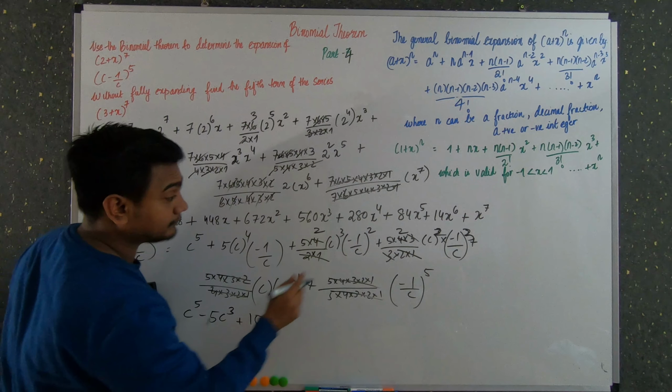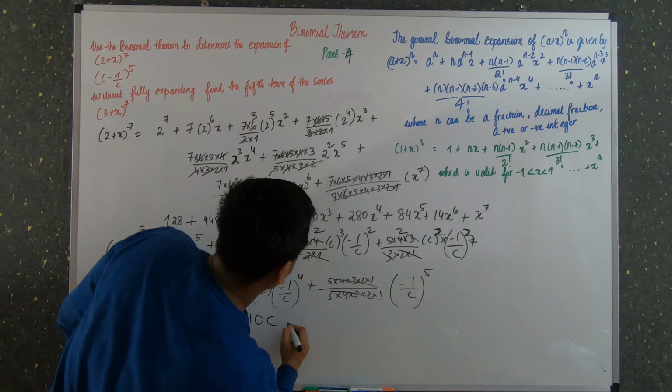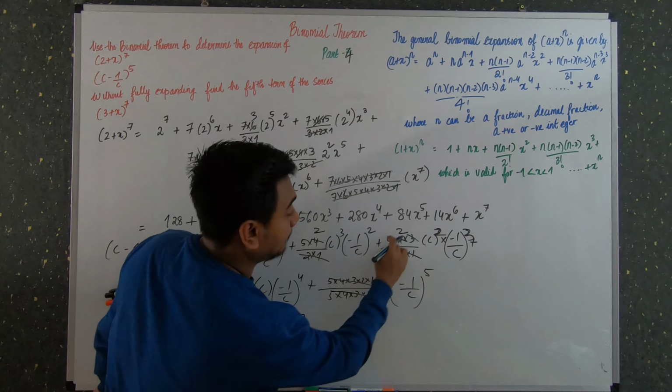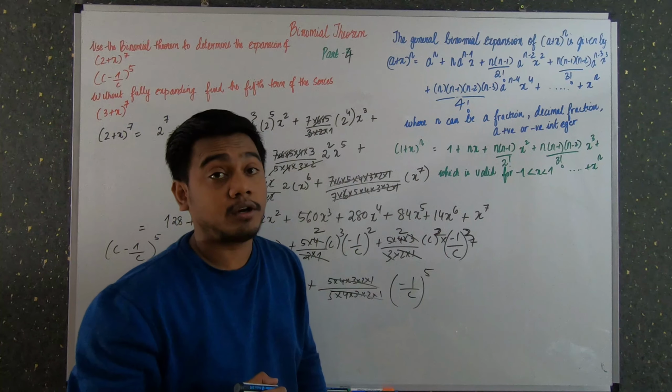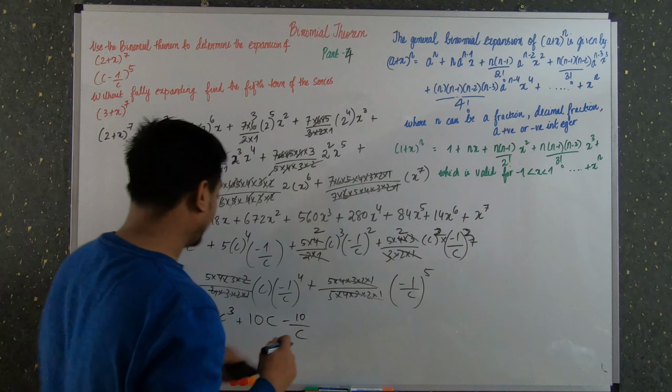So 10c. Okay, now let's talk about the third term. What would it be? 5 into 2, again 10, right? So minus 10 by c. C square by c cube is what? 1 by c. So that is minus 10 by c.